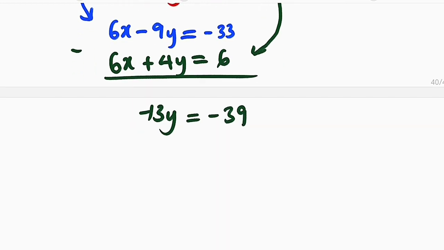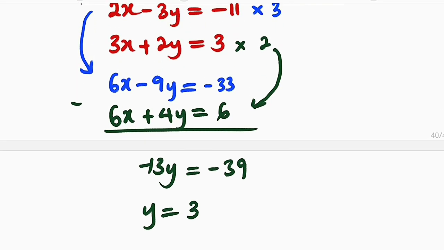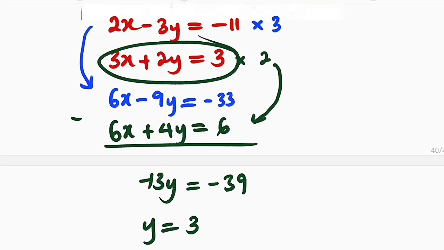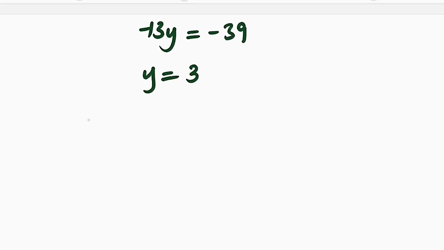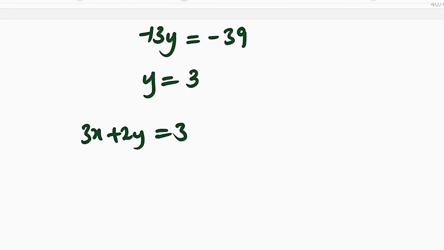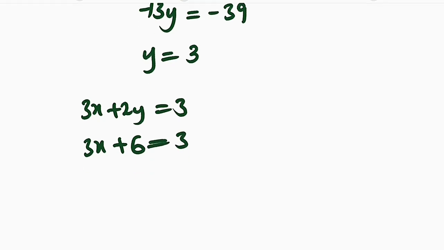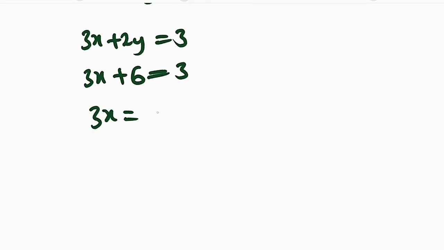If you divide both sides by negative 13, y will be equal to positive 3. And we can plug this y into this equation, which is 3x plus 2y equal to 3. But y is 3, so we have 3x plus 2 times 3 is 6 equal to 3. 3x equal to 3 minus 6, and 3x equal to negative 3. Divide both sides by 3, x will be negative 1.